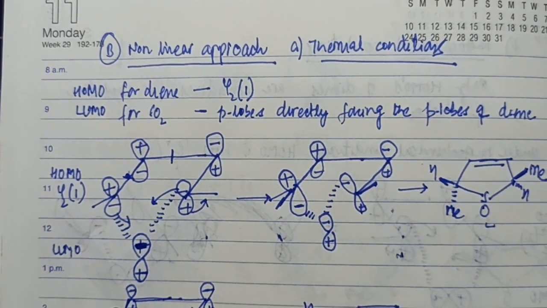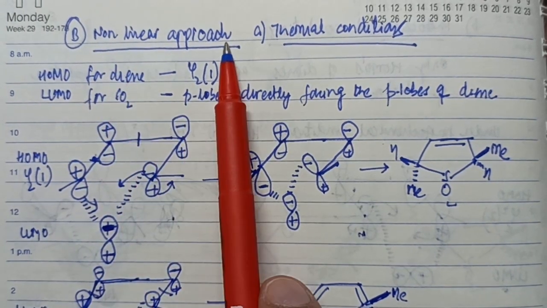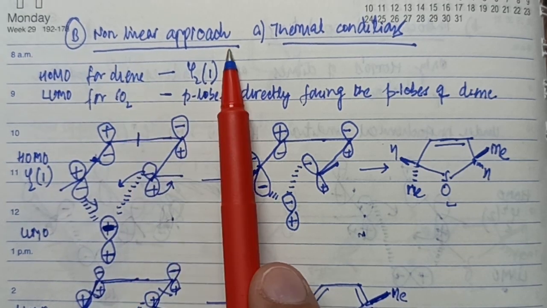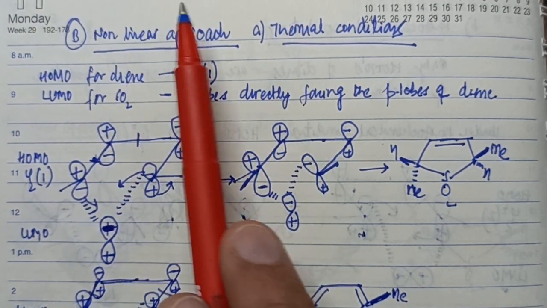Now let's talk about the same examples. Earlier we've talked about the linear approach. Now we'll talk about the non-linear approach. In the non-linear approach, let's say under thermal conditions first. Under thermal conditions, the diene's HOMO is psi 2. And remember, the only difference is that the non-linear approach will be different from the linear approach.